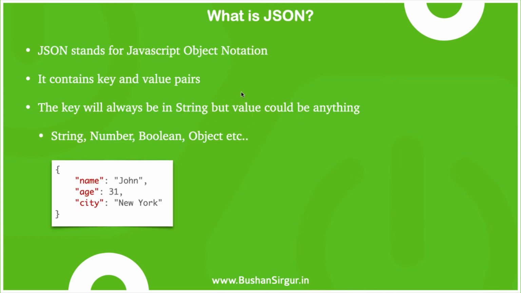So what is JSON? JSON stands for JavaScript Object Notation. It contains key value pairs. Just like in Java, the HashMap and the Map contain key value pairs, similarly the JSON also contains key value pairs. But here the key will always be a string, and the value could be anything: a string, number, boolean, or even an object. Here is just an example of the JSON data format. You can see the key, which is always a string, and the value, which could be a string, a number, or an object or anything.